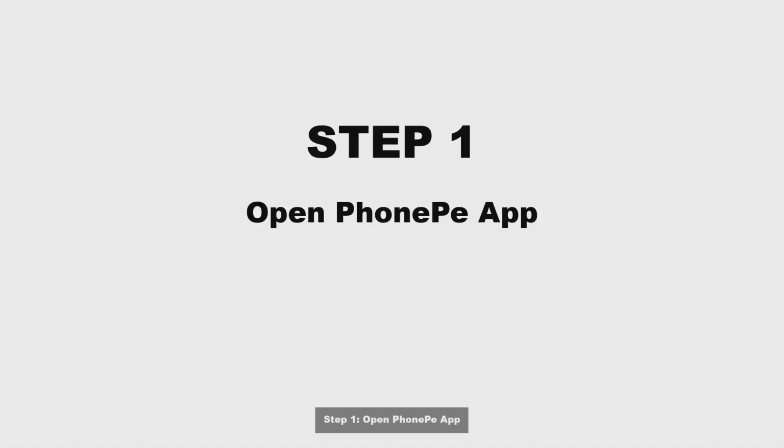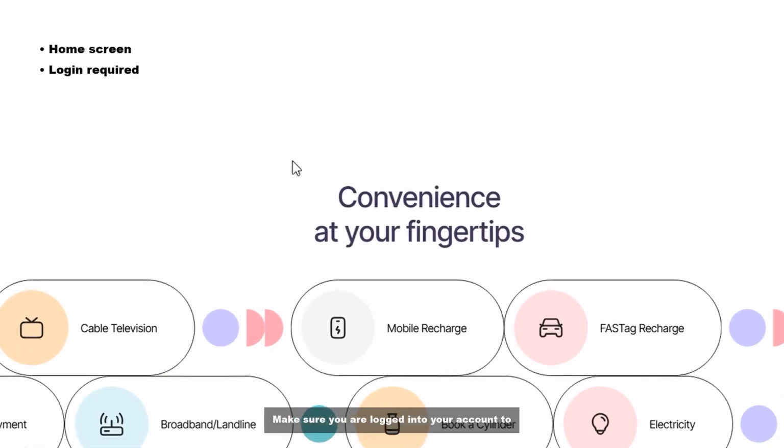Step 1. Open PhonePe app. Launch the PhonePe app on your smartphone. Make sure you are logged into your account to access all features.